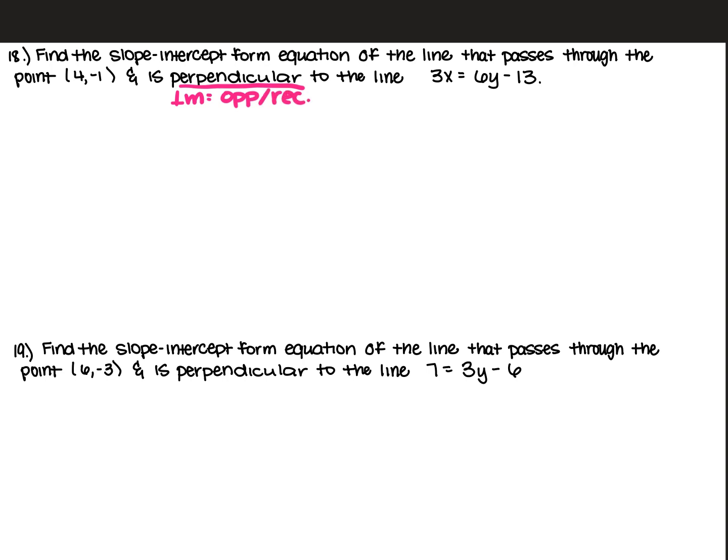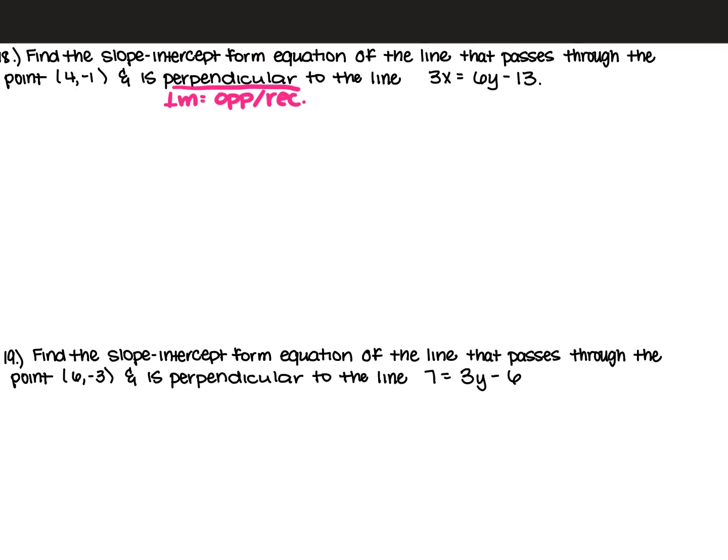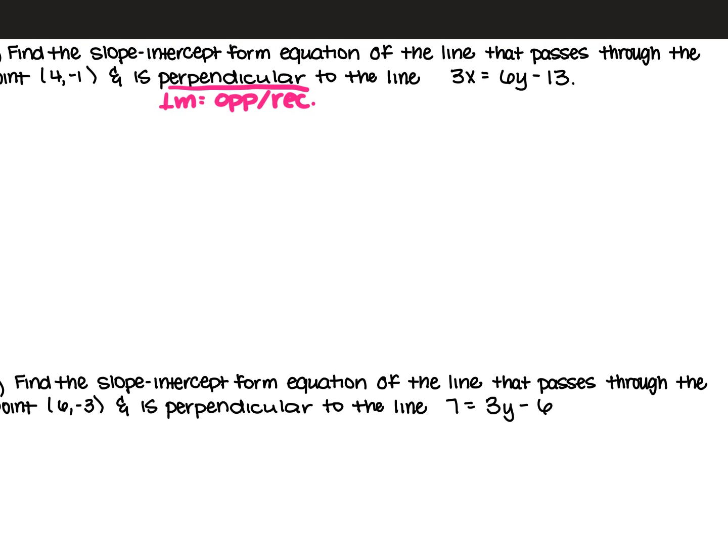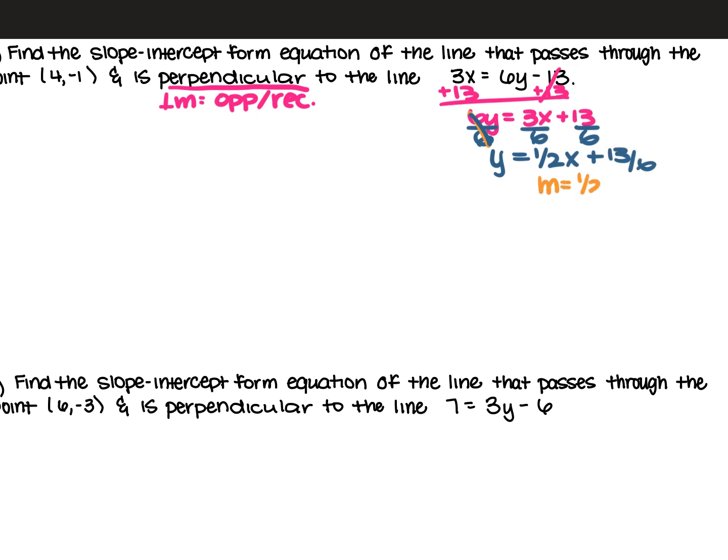So to find the slope of the line 3x = 6y - 13, we're going to solve that equation for y. So we're going to move the 13 over by adding it to both sides first. That leaves us with 6y = 3x + 13. And then we divide everything by 6 to get y by itself. So we are going to have y = 1/2 x + 13/6. Your slope of this line is 1/2.